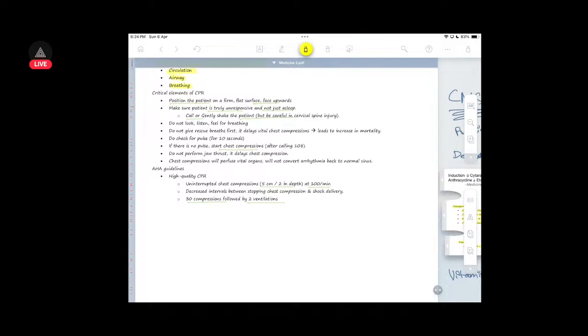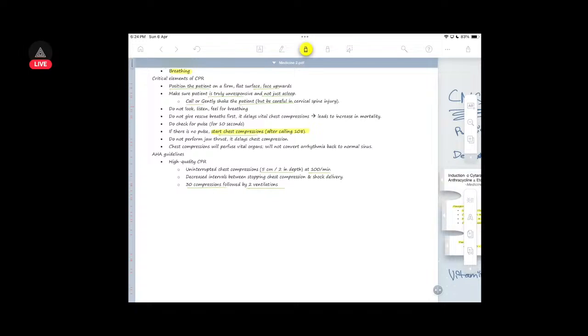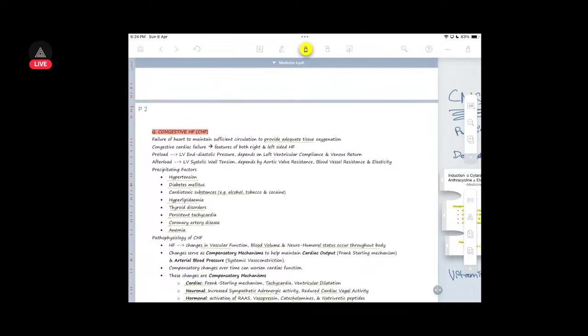So check for a pulse for 10 seconds. If there is no pulse, start chest compression first of all. Do not perform a jaw thrust, as it delays chest compression. Chest compression will perfuse the vital organs, though it will not convert the arrhythmia back to normal sinus. So you give high quality CPR with uninterrupted chest compressions, 5 centimeter or 2-inch depth at 100 per minute, minimizing intervals between stopping chest compression and shock delivery, with 30 compressions to 2 ventilations. That is the rule.